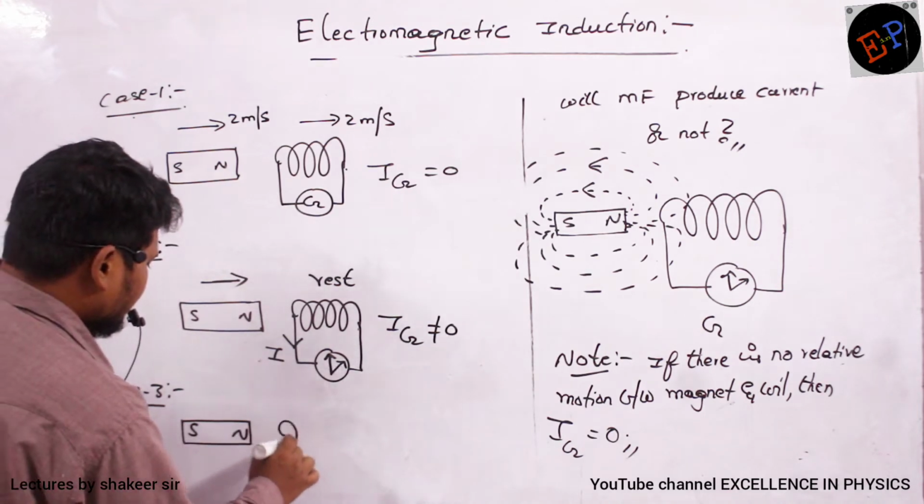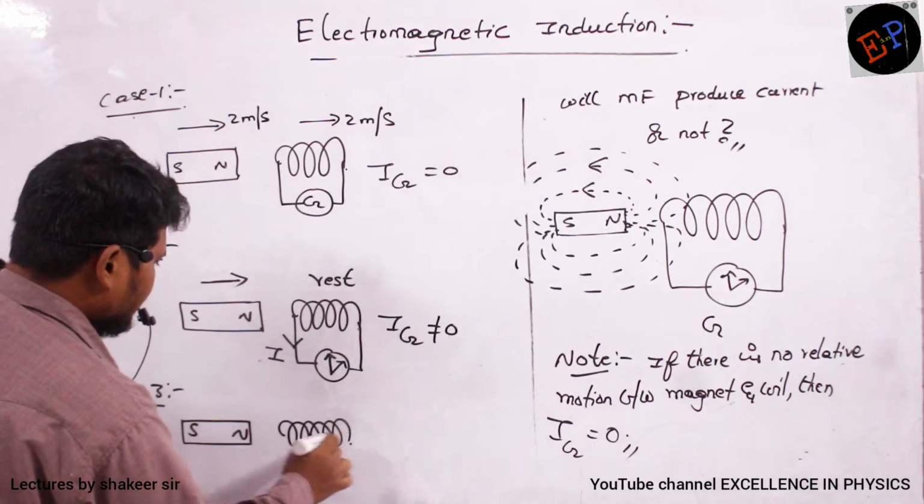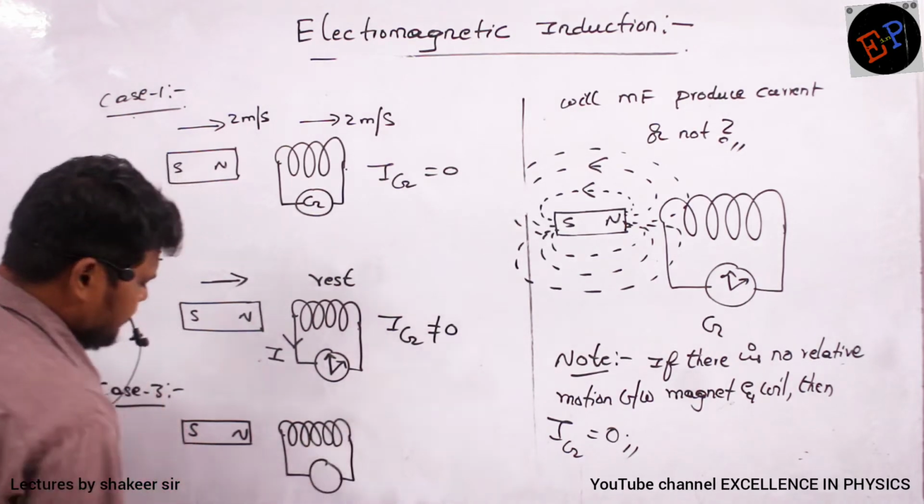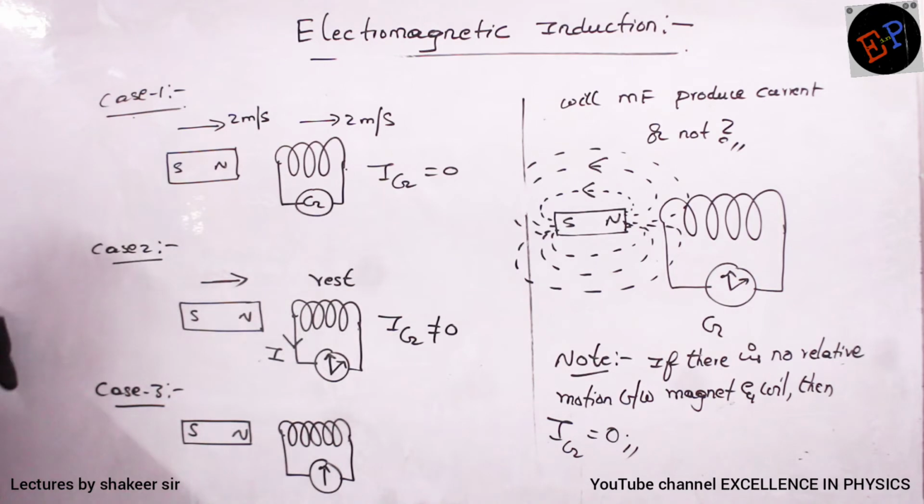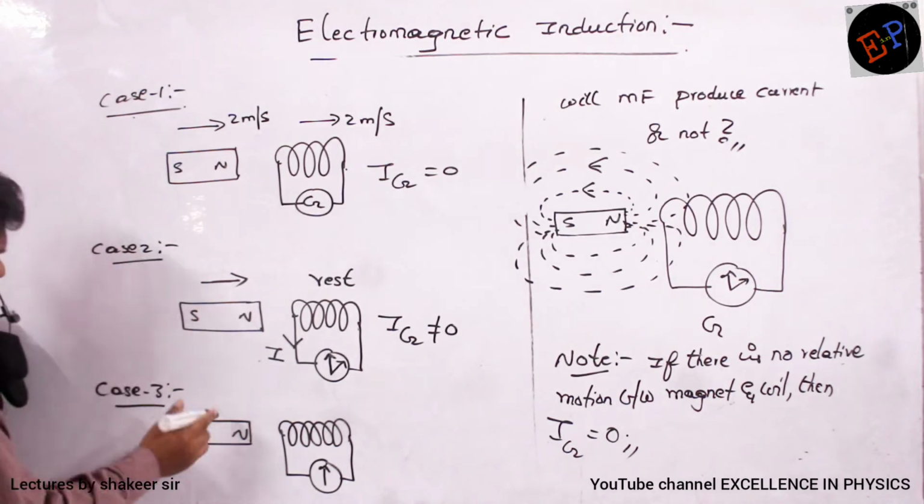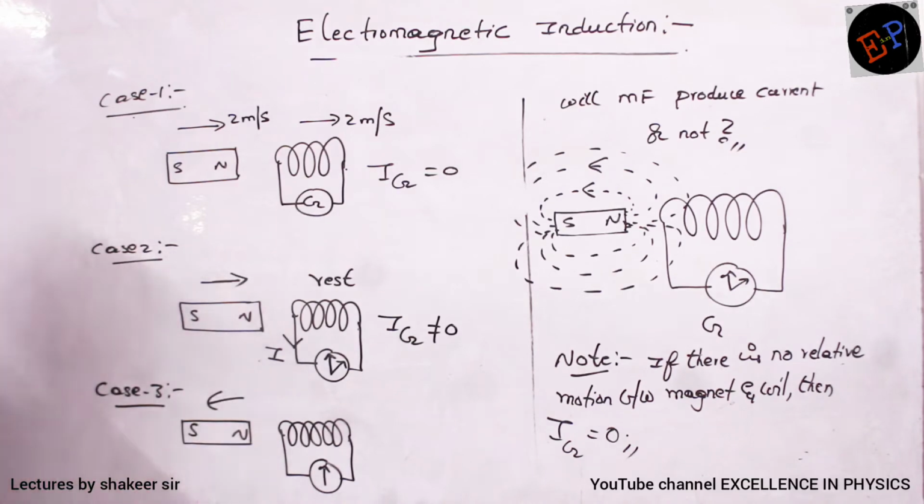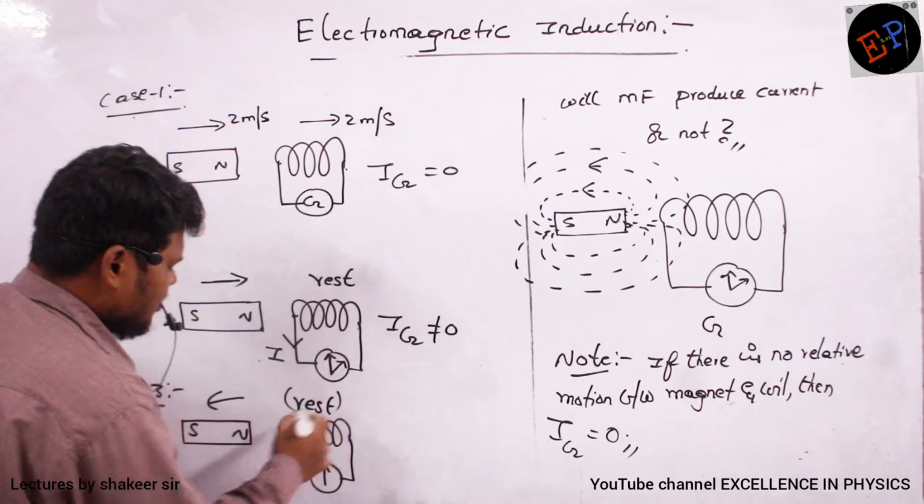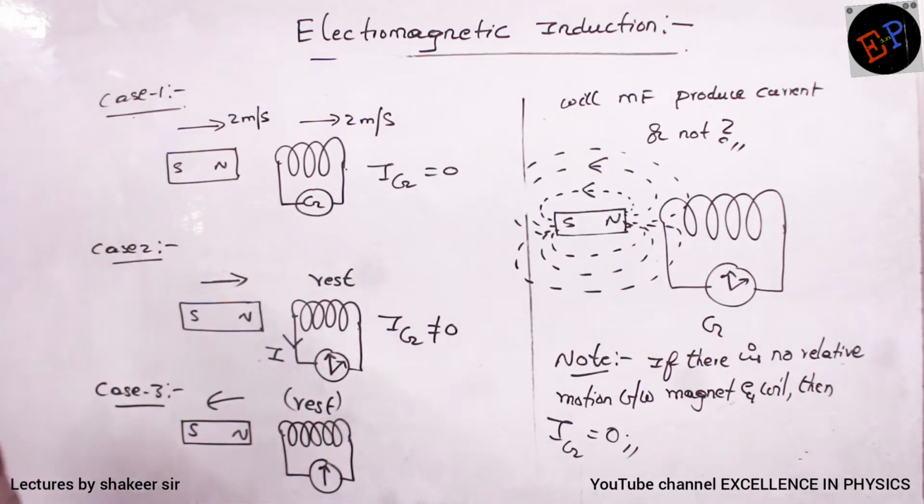This is a coil. Clear? Okay. Now what is happening? Now this magnet is moving in the opposite direction, and this coil is in rest position. Now can you say, will there be any current or not?